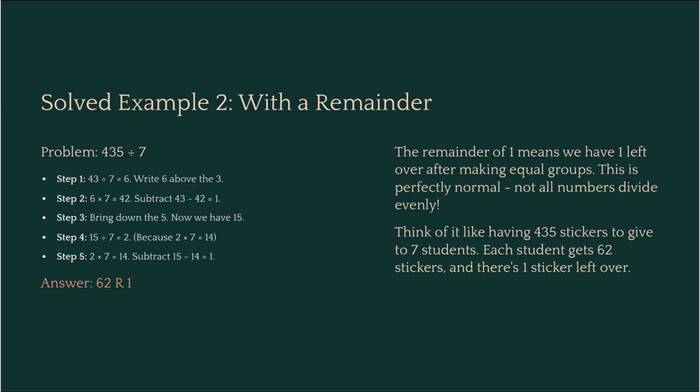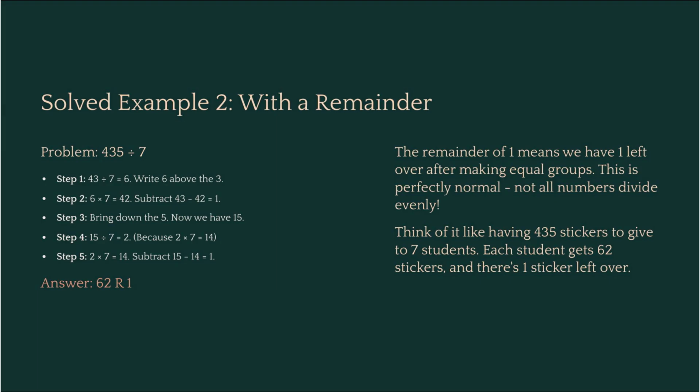Now let's work through example 2, 435 divided by 7. We start by dividing 43 by 7. Divide. 7 goes into 43 6 times. We write 6. Multiply. 6 times 7 is 42. Subtract. 43 minus 42 is 1. Bring down the 5. We repeat.